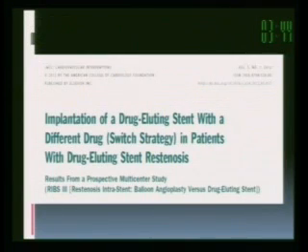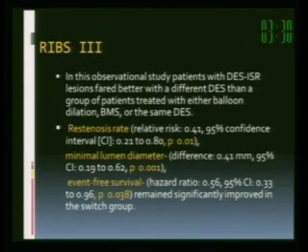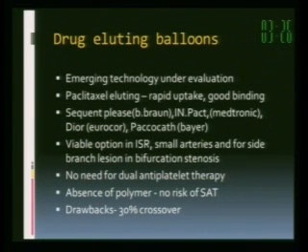Implantation of a drug-eluting stent with a different drug, that is a switch strategy, in patients with drug-eluting stent restenosis has been found to be more effective than using plain BMS or balloons or the same stent, as found in the RIBS-3 trial recently. Drug-eluting balloons have been recently introduced. They are an emerging technology under evaluation.